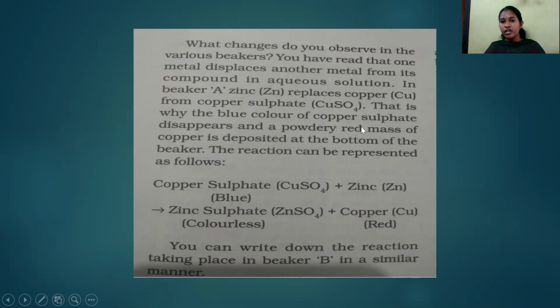That is why the blue color of copper sulfate disappears. CuSO4 becomes ZnSO4, so the blue color of copper sulfate disappears. At the same time, a powdery red mass of copper is deposited at the bottom of the beaker.